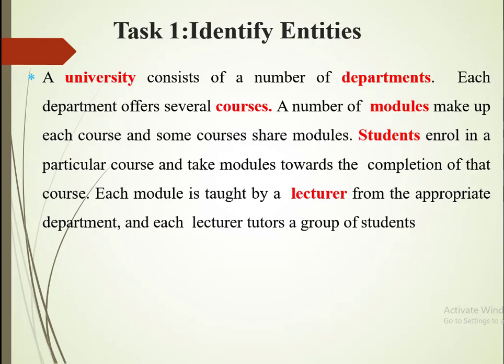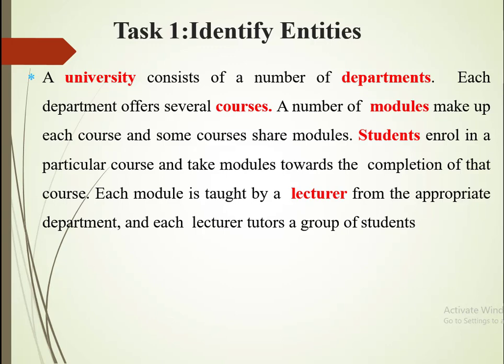We begin by identifying the entities. Whatever I've put in a red font is what we are going to refer to as the entities. A university consists of a number of departments. You can see that there is a relationship existing between university and department. Then each department offers several courses. Again, courses is an entity. A number of modules make up each course. We can see modules also being an entity.